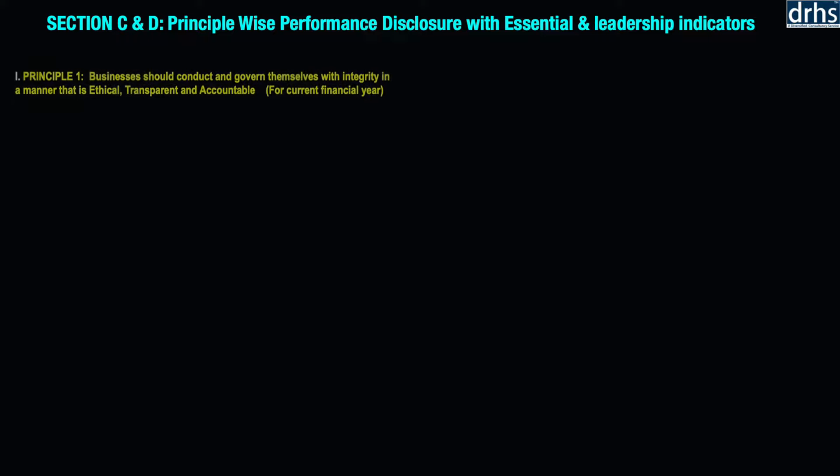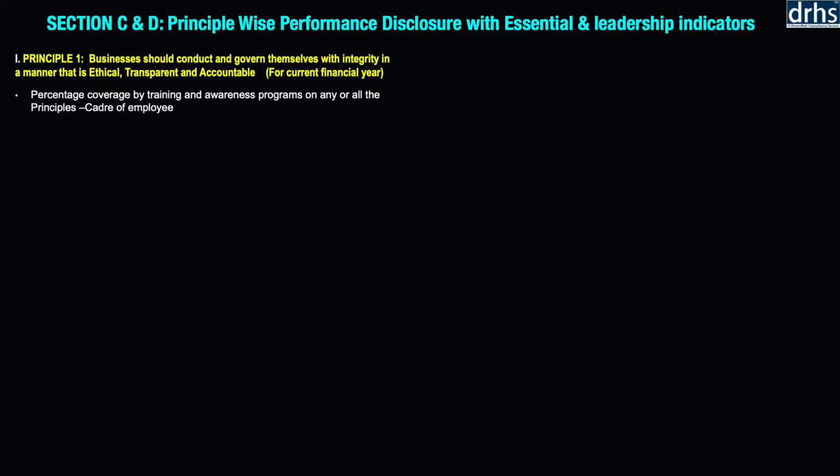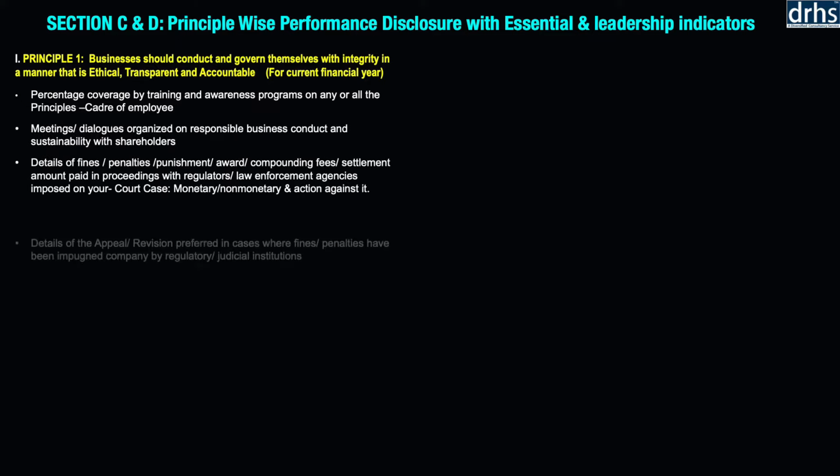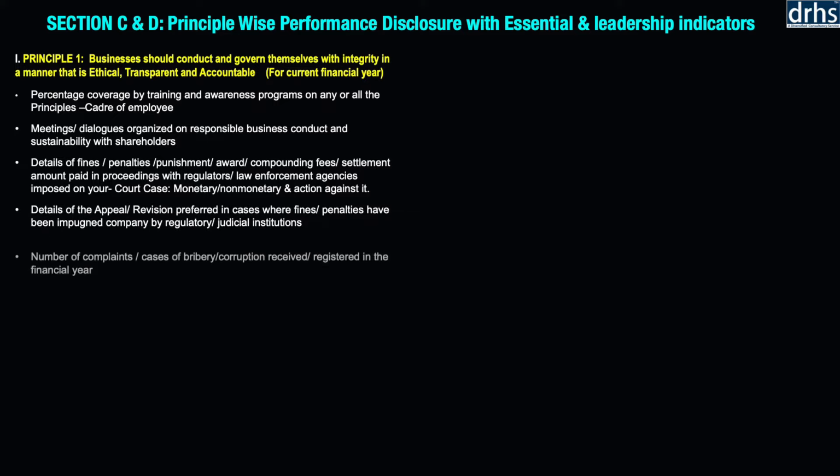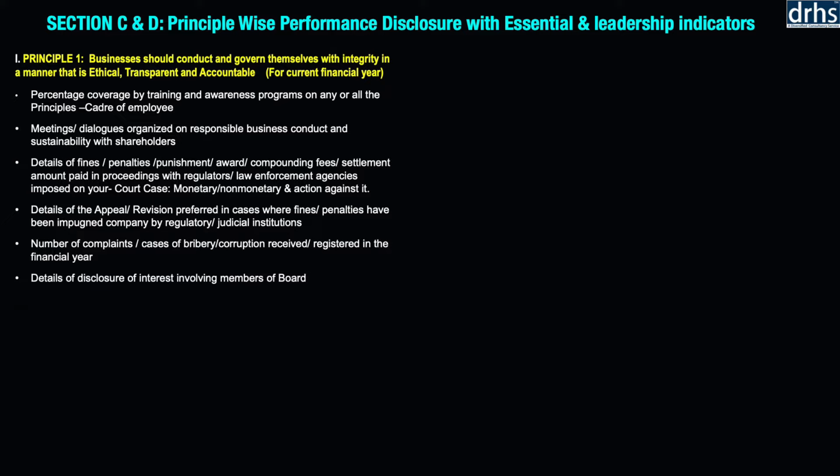Now we shall discuss Sections C and D simultaneously, where principle-wise performance disclosure with the essential and leadership indicators are discussed together. Since Principle 1 largely focuses on transparency and ethical accountability, it seeks information for essential indicators on activities related to capacity building of a company, highlighting the coverage by training and awareness programs among the core employees, meeting dialogues organized on responsible business conduct and sustainable stakeholder engagement, details of fines, penalty, punishment, and later gives details of the appeal or revision made by the enforcement agency.